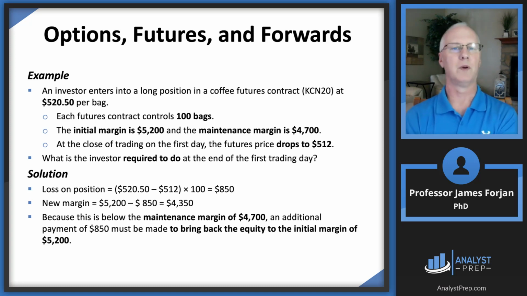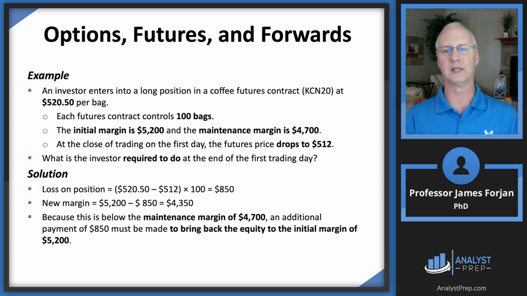Let's look at a quick example here. We enter into a long position in a coffee futures contract for $520.50 per bag. Each futures contract controls 100 bags. All right, so there's part of the standardization. So each contract for coffee is bags.